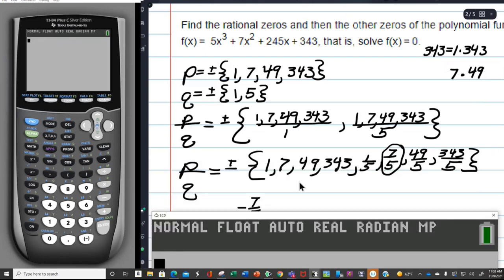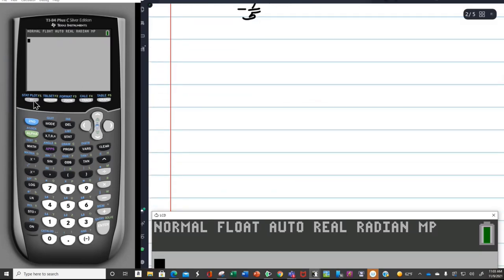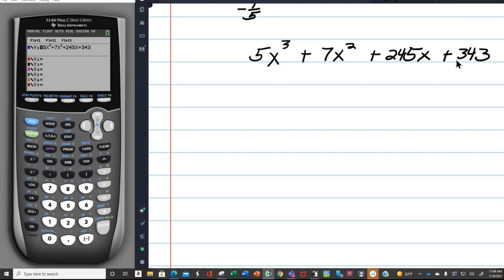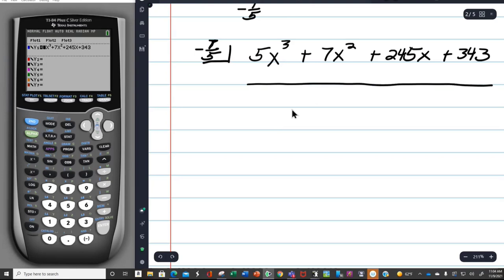All right, so, there, I have to read it this way. Here we go. We've got 5x³ plus 7x² plus 245x plus 343. And I am going to try, Lord help us, negative 7/5. And do I enjoy the prospect of working with fractions? No, I really don't. No, that's not what I'm going to do. See, I'm all upset now. Scared. What's going to happen?